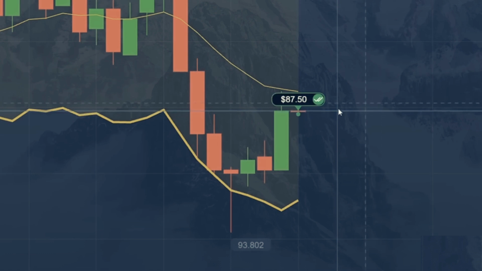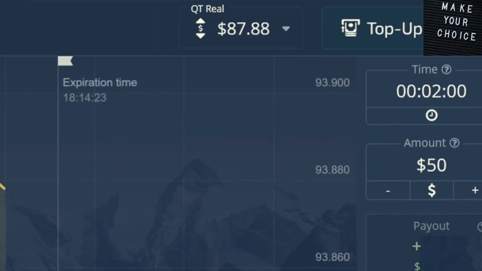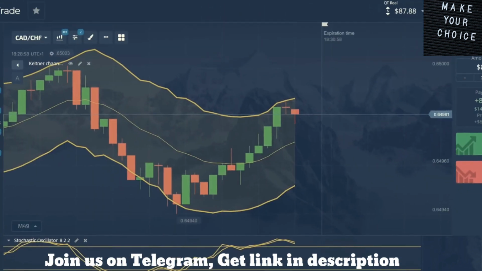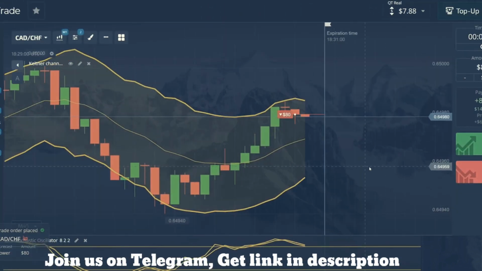In this situation, I finally take a profit. It's $37 of net profit, and my first trade is successful. Yeah, that's very good. Let's move on. This is my second trade. I increased the amount and take another risk and take more profit.